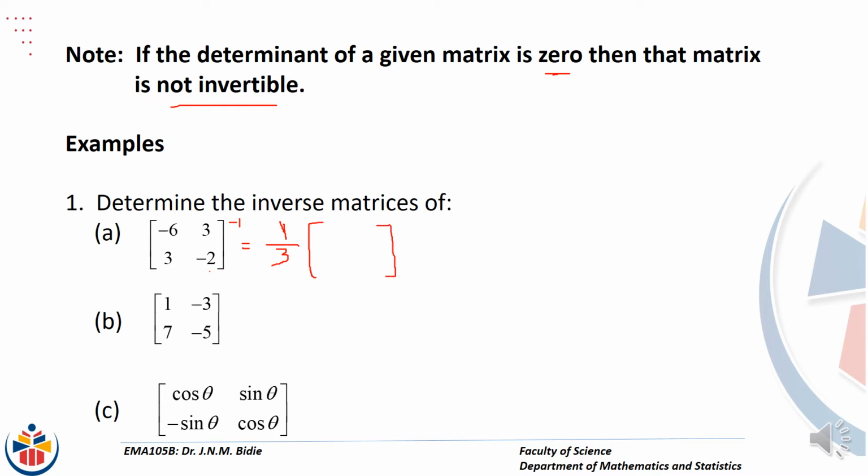manipulate my matrix. The first thing that we're told to do is interchange A and D. So that means where there is -6, I put -2. Where there is -2, I put -6. And then change the signs of the other two entries. So I've got -3 and -3.